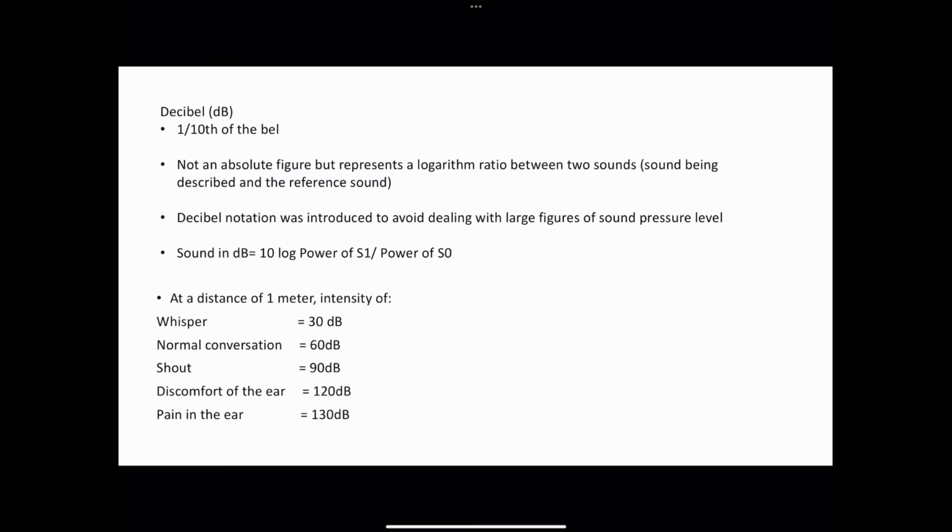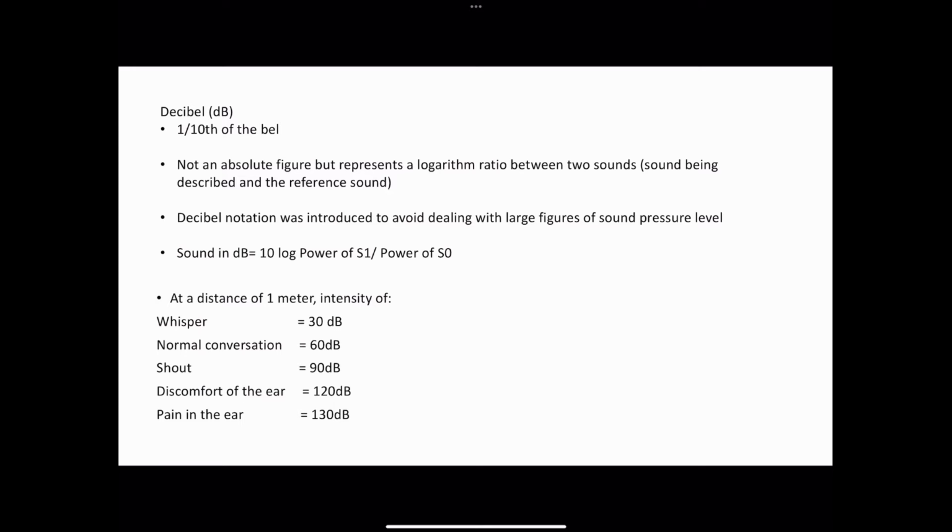So what is a decibel? It is 1/10 of a bel. It is not an absolute figure, but represents a logarithmic ratio between two sounds, the sound being described and the reference sound. The decibel notation was introduced to avoid dealing with large figures of sound pressure level. So sound in decibels means 10 log power of sound 1 over power of sound 0, the sound 1 being the sound being described, while sound 0 is the reference sound.